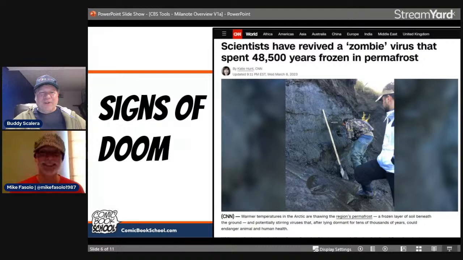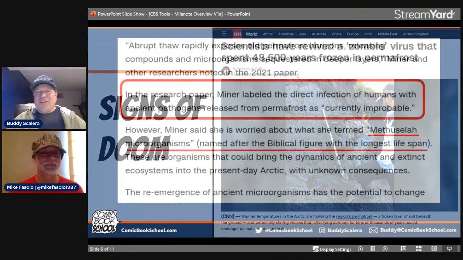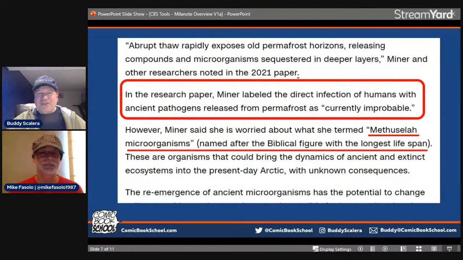And who knows where COVID-19 came from? It seems plausible enough that it came from somewhere. We don't exactly know. It definitely came from somewhere. But I have two observations about this, Mike. Observation number one is, what are they thinking? But observation number two, I drill down and I read this quote. In the research paper, Miner, the lead researcher, labeled the direct infection of humans with ancient pathogens released from permafrost as currently improbable. Oh, it's currently improbable.